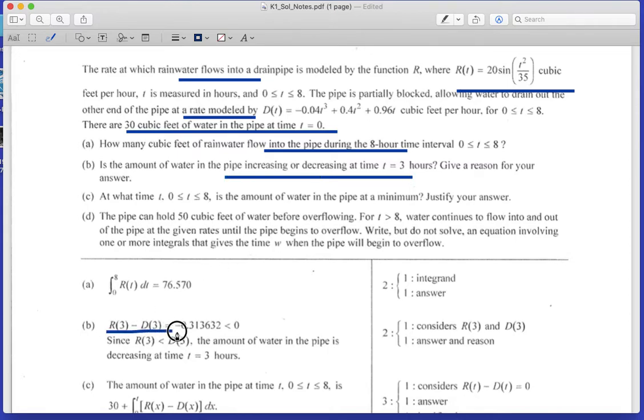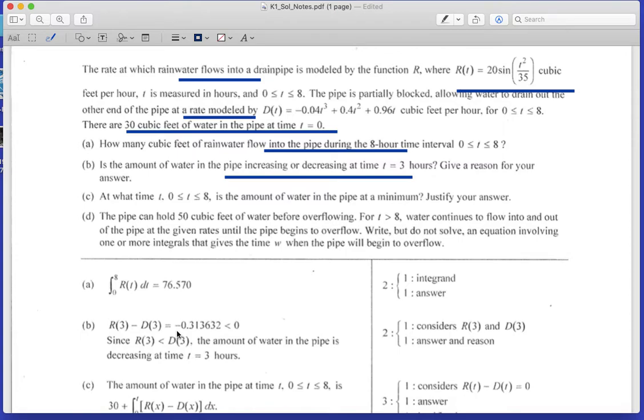R minus D is the rate of change of the water in the pipe. It's the rate that water flows in minus the rate that water flows out. If you subtract those two things, you get the rate of change of the amount of water in the pipe. That's the key understanding here. You subtract those rates, in minus out, and that gives you the overall rate of change.